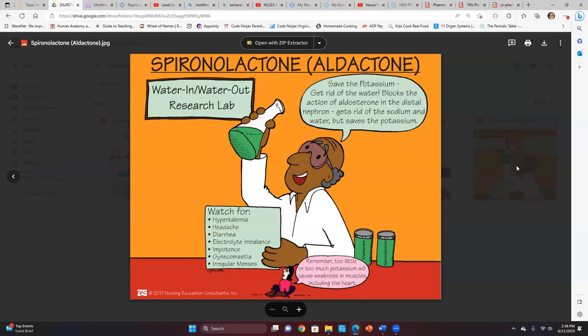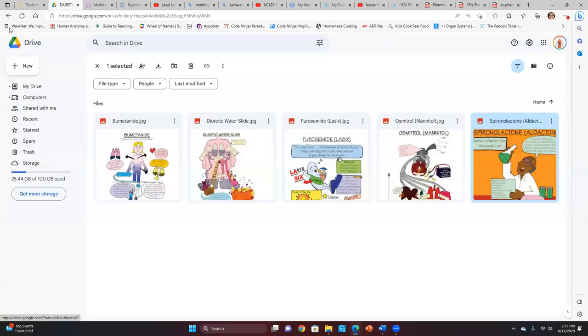But again, we have to carefully monitor the patient's potassium levels. We also have to look out for headache, diarrhea, electrolyte imbalance, impotence, and gynecomastia, which is breast development in males. And in females, we also may have to look out for irregular menstrual cycle. Okay, all right. Now we're going to an important one.